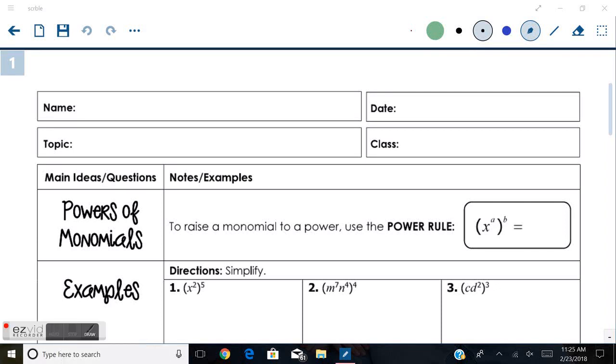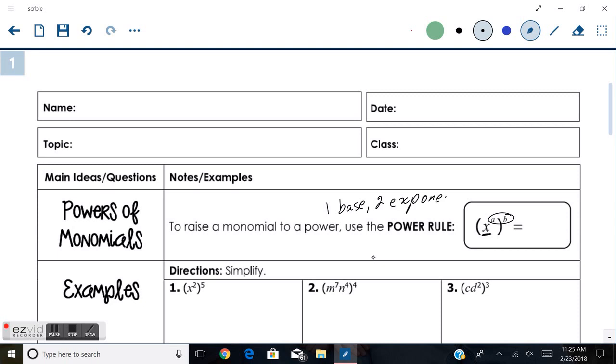Now that we've learned how to multiply, add, and subtract monomials, we're going to look at powers of monomials. How do you take a power to a power? To raise a monomial to a power, you use the power rule. Here we have x to the a power, and then I take that to the b power, and what you notice is 1 base, 2 exponents.